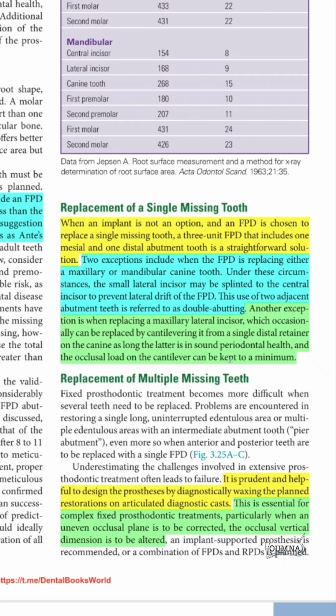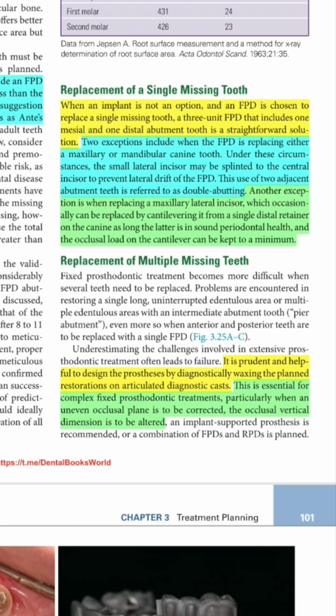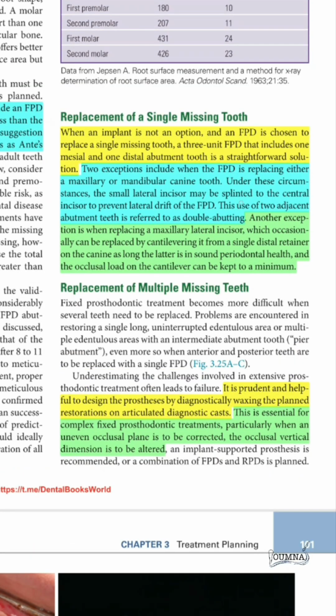Another exception is when we are replacing a maxillary lateral incisor, so we can cantilever it from a single distal retainer on the canine.